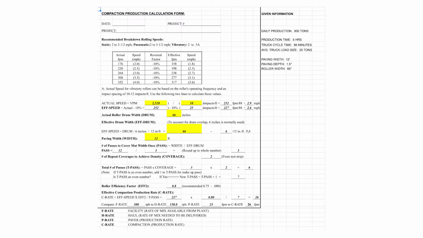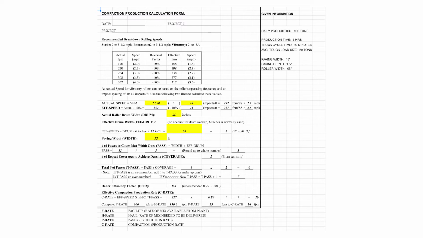You end up getting 2.4. Well, you got to round up to the whole number, so you have 3 passes. Number of repeat coverages to achieve density. This is based on your test strip. You got to go over it twice. So that means you got 3 passes 2 times, so actually you have 6 passes.